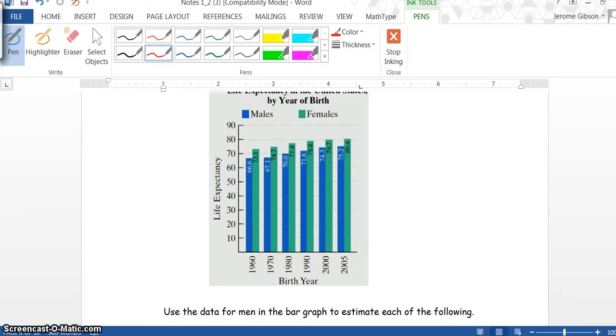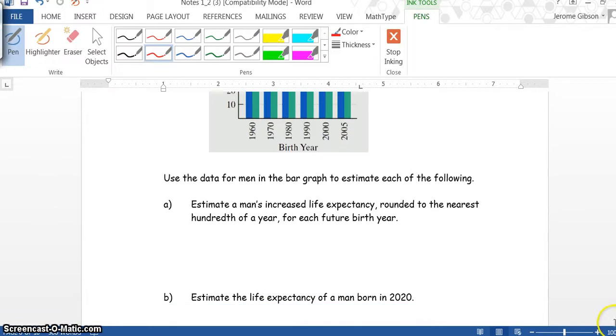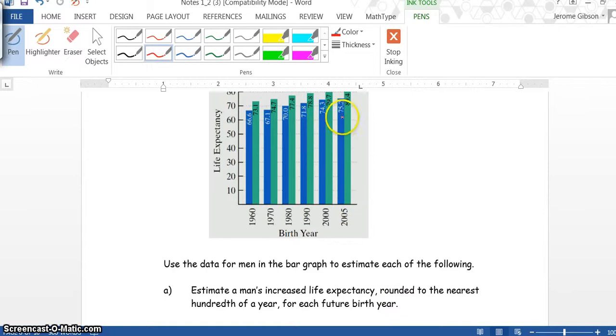It says use the data for men in the bar graph to estimate each of the following. It says A, estimate a man's increased life expectancy rounded to the nearest hundredth of a year for each future birth year. So we would take 2005 total of life expectancy for a man, which is 75.2, and we would subtract 1960's, which is 66.6. And we would divide this by the years that we're counting, which is 2005 minus 1960.